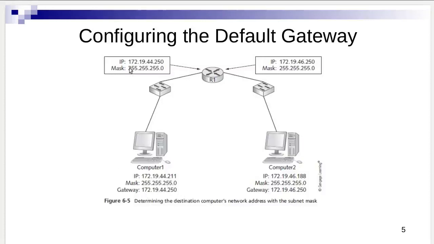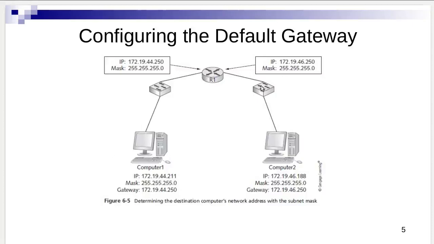So the mask is 255.255.255.0, just like here. And the IP address is 172.19.44.250. That's the IP address of this router interface. So remember that every router interface will have an IP address and a subnet mask. And in this case, this router interface has to match, that is, the network ID has to match all the computers in that network.